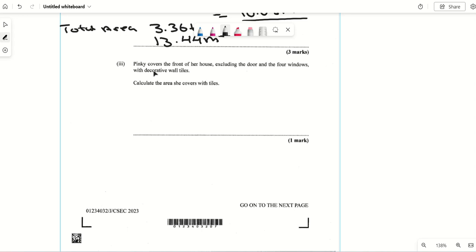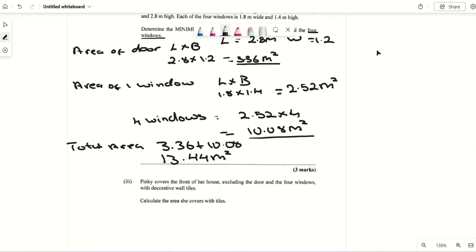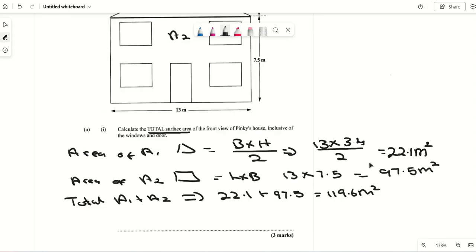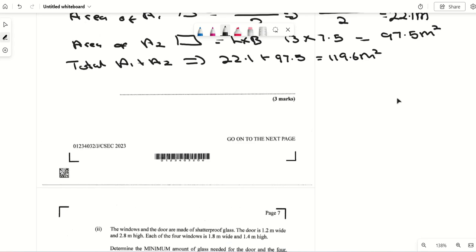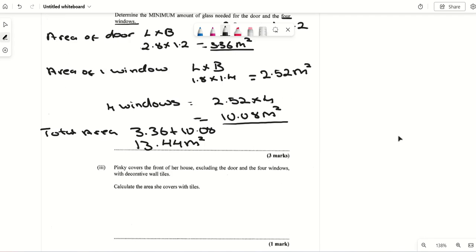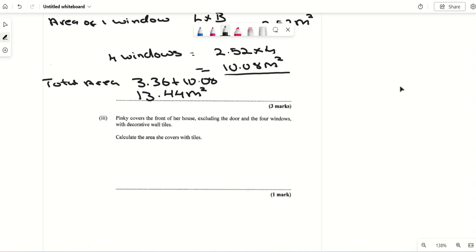Now they said Pinky covered, this is part 3, the front of her house, excluding the door and the windows, with decorative wall tiles. So basically, let's look at the shape here. They're covering everything in front, not the windows and doors, with tiles. So to find out the area that is needed for the tiles would be your total surface area minus the total for your windows and doors.